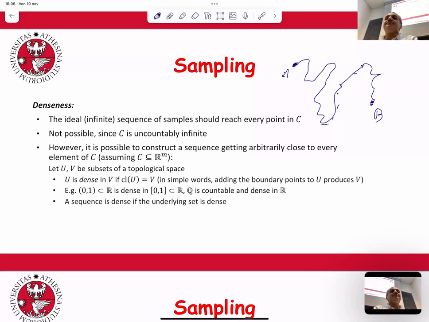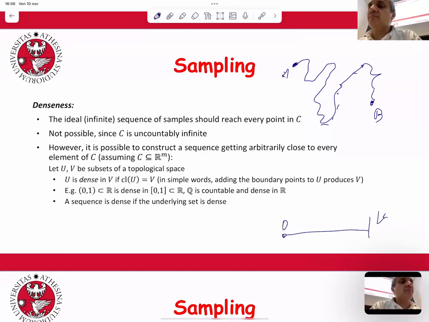Now, this is the bad news. The good news is that it's true. I cannot reach that point, but I can extract a sample which is arbitrarily close to that point. Okay? So, suppose I want to go from 0 to square root of 2.